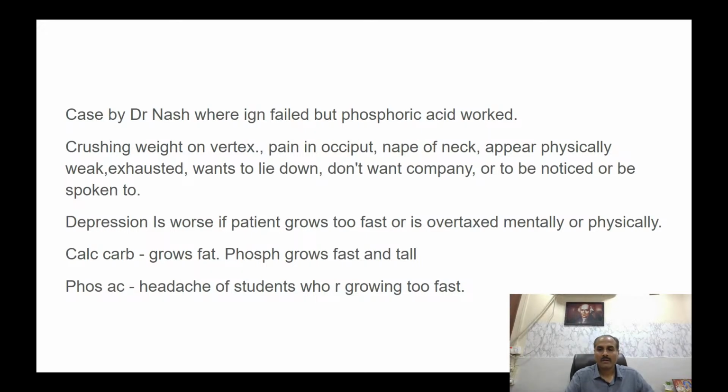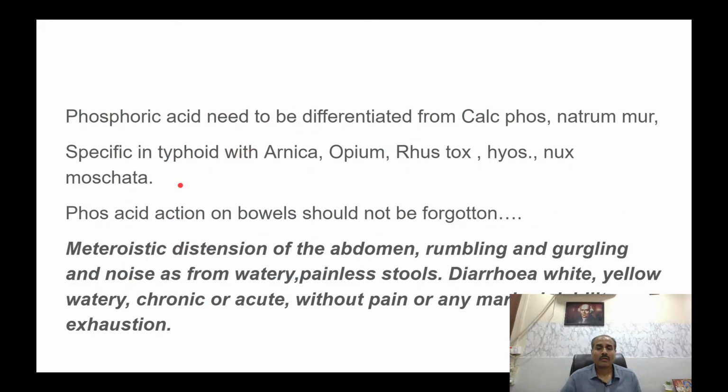So phosphoric acid, Dr. Nash tells us, needs to be differentiated from calcarea fluorica and natrum mur. And I already conveyed a few minutes earlier in the session how Ignatia, natrum mur, carcinosin, and phosphoric acid will be different remedies for different stages or different patients depending upon how they have been brought up or how they are bringing up their mind, the evolution of their mind.